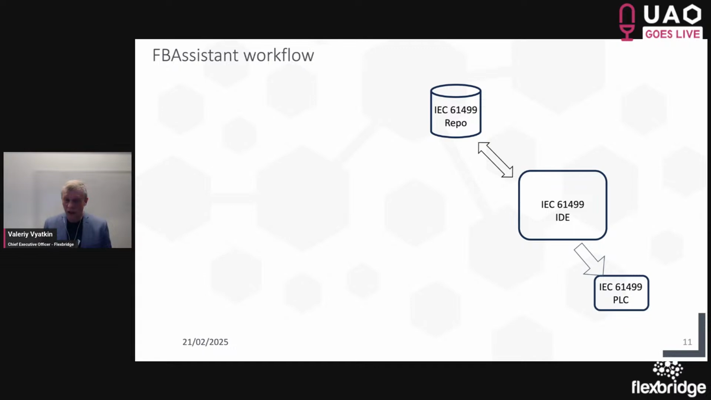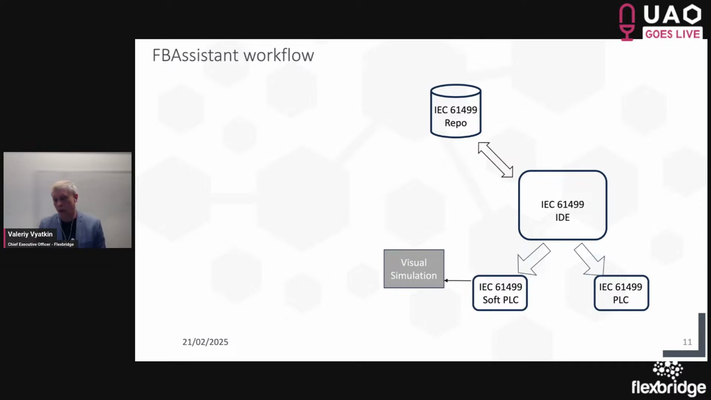And then when application is built, it is deployed to a compliant PLC from integrated development environment, and then it starts controlling a real process in the plant. We also often use so-called soft PLCs, where we deploy code on the same machine as we run integrated development environment. And often we use visual simulation to support the commissioning and debugging process of our automation applications. So this is a basic of 61499 development, right?